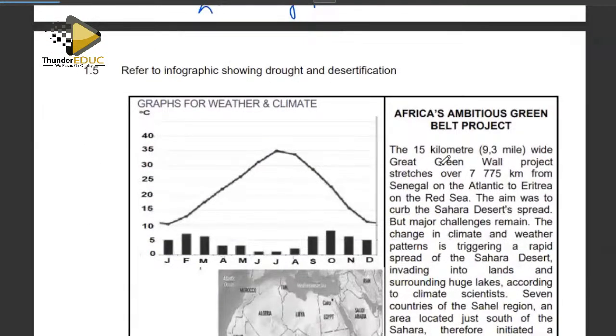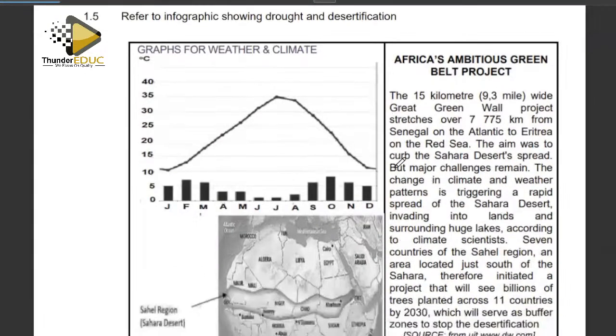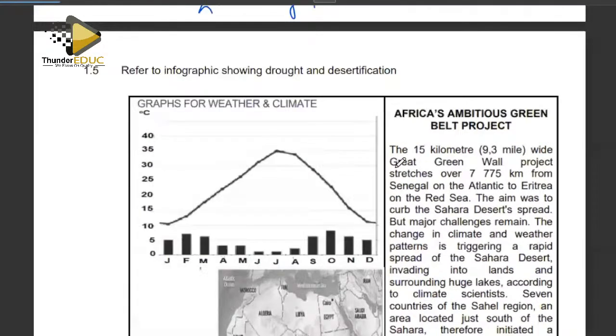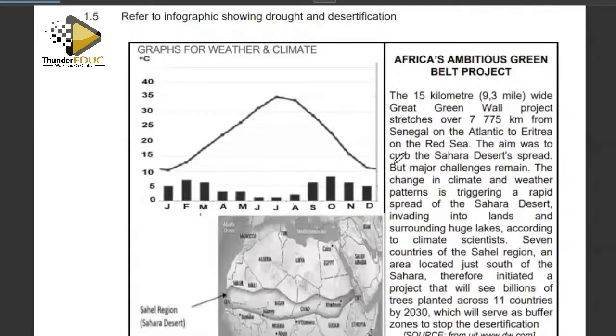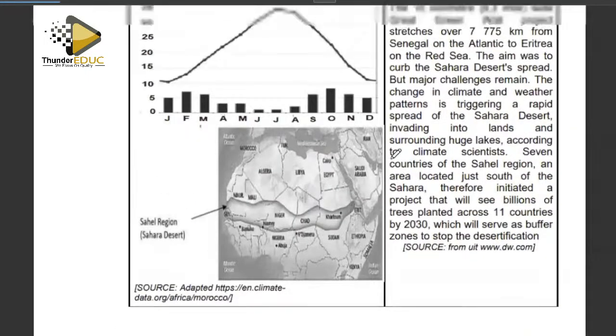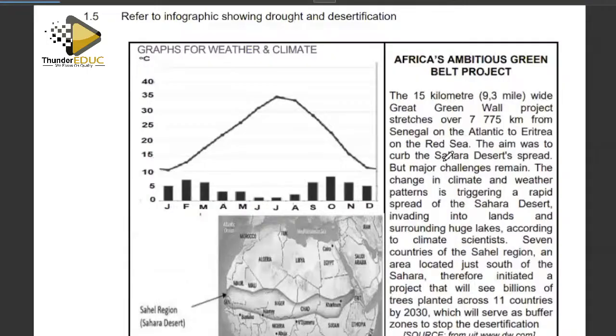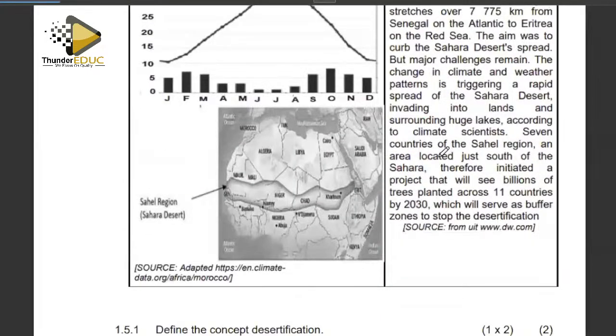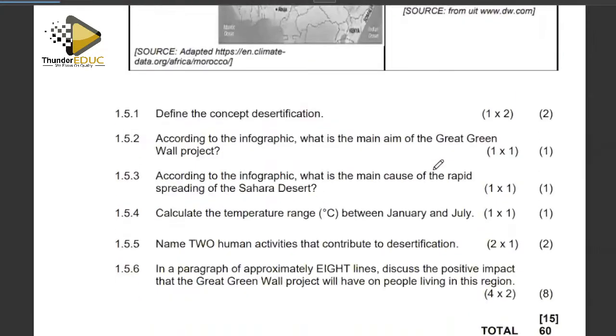Right. Next question is on desertification and the droughts, and the initiative to try and regulate the effects of desertification. In the Sahel region, we are seeing that there is the creation of the Africa's Ambition Green Belt projects. Right. We need to go to the question. Define the concept desertification. When we're defining this concept, we define it in most simple terms.